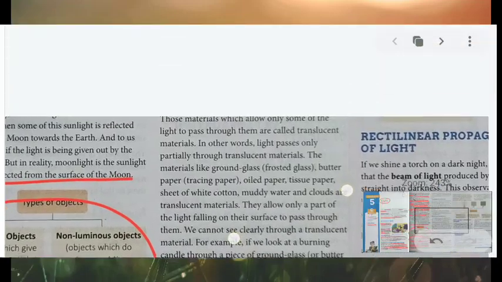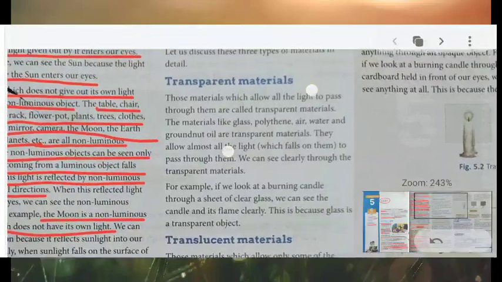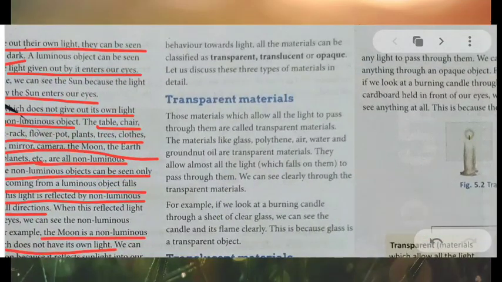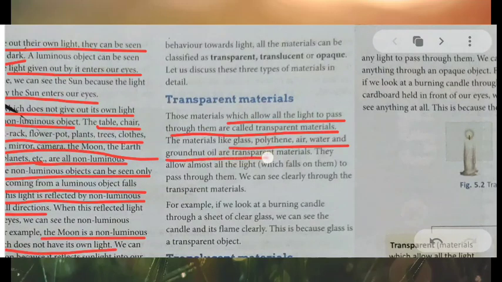Let us see the first type of material, that is transparent material. Those material which allow light rays to pass through them are called transparent material. Like for example, glass, polythene, air, water, groundnut oil are transparent material. Simply we have to learn that those material which allow light rays to pass through them are called transparent material.